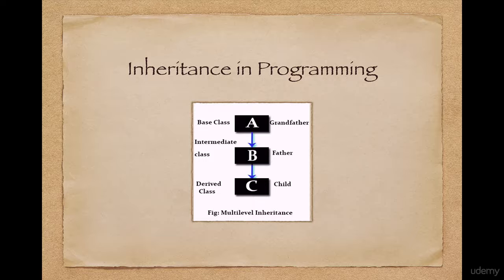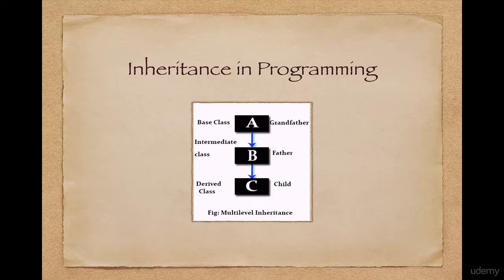Let me repeat again. When I say class B inherits from class A, there is an is-a relationship between these two classes, and this means that class B is a class A. So I can access all the features and behaviors of class A when I am inheriting from class A.